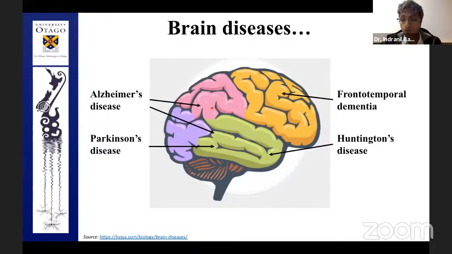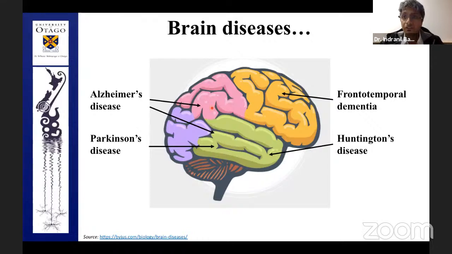So in the same brain environment, as you can see, there are certain regions in the brain which are affected. However, there are certain regions of the brain which are not affected. That means that certain regions of the brain are vulnerable or susceptible to certain diseases, while other regions of the brain are pretty protective from those kinds of diseases.